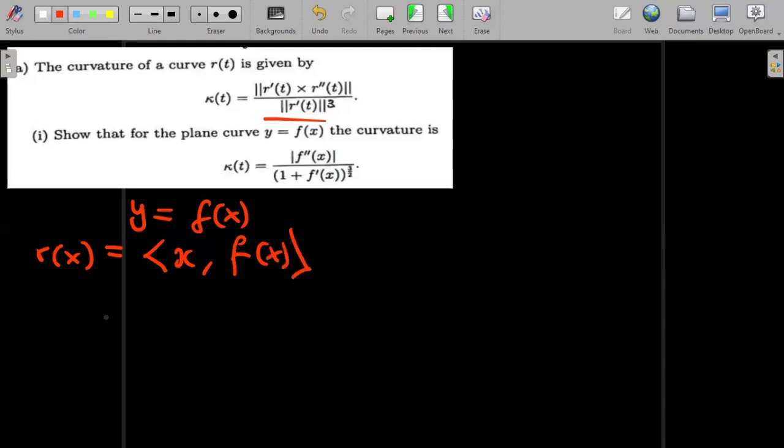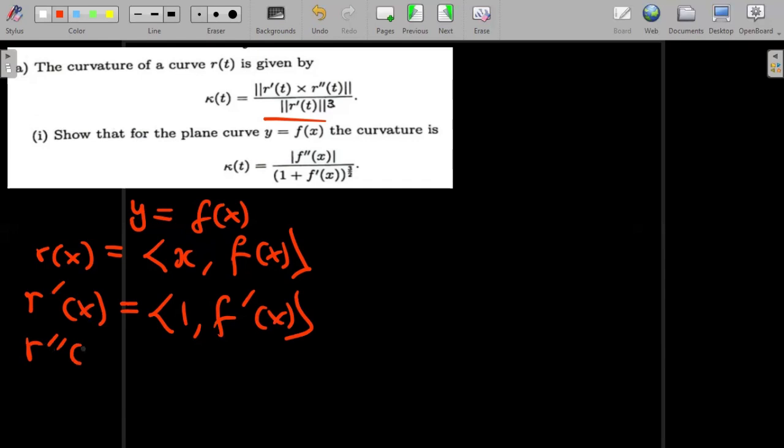Now, when we have this, we can differentiate and we get r prime of x. Differentiate x, you just get 1. Differentiate f of x, you get f prime of x. Then you get r double prime of x. Differentiate 1, you get 0. Differentiate f prime, you get f double prime of x, like this.